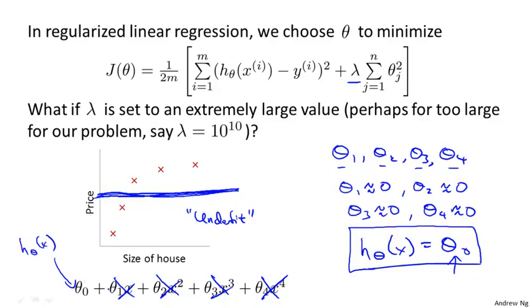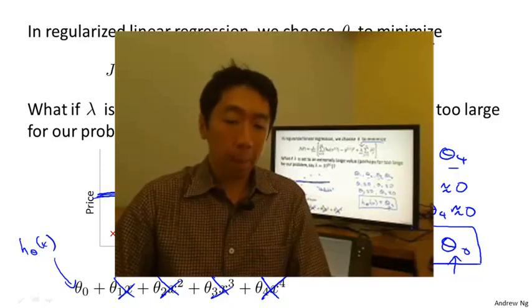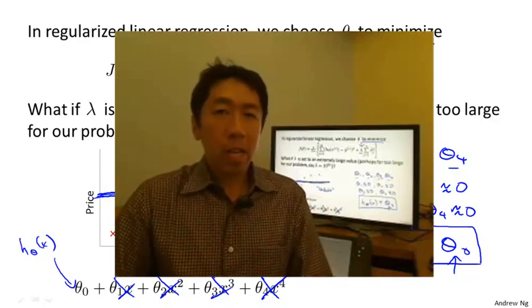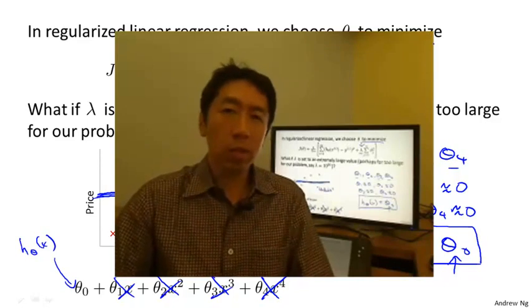So for regularization to work well, some care should be taken to choose a good choice for the regularization parameter lambda as well. And when we talk about model selection later in this course, we'll talk about a variety of ways for automatically choosing the regularization parameter lambda as well. So that's the idea behind regularization and the cost function we'll use in order to use regularization.